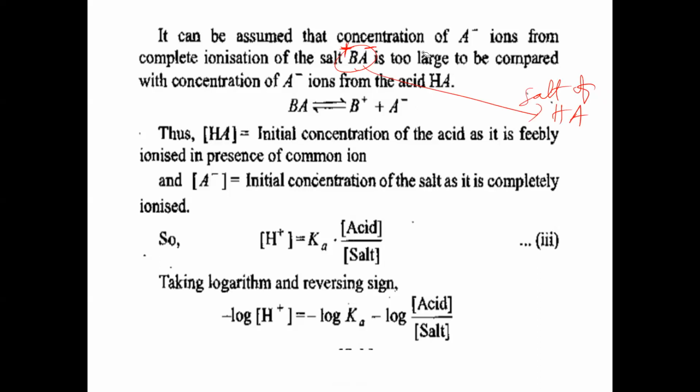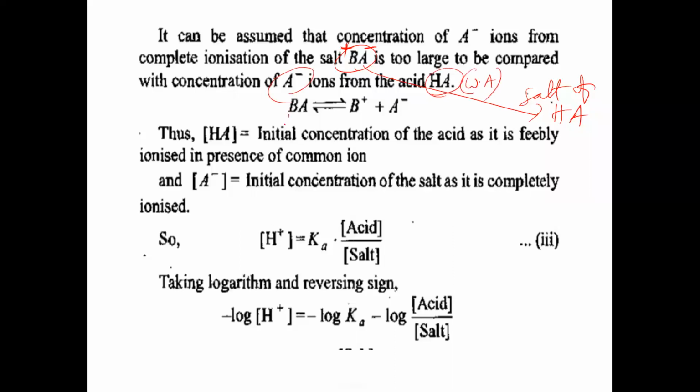Now it can be assumed that the concentration of A minus ions from complete ionization of the salt BA is too large. The A minus coming from salt will be very large compared with the concentration of A minus coming from the weak acid. It is a weak acid, right? From the weak acid A minus is coming, and from this BA salt also A minus is coming. From which substance will more A minus be coming? From the salt only, a very large number. From HA, the weak acid, the A minus coming will be very less. That point we have to understand.